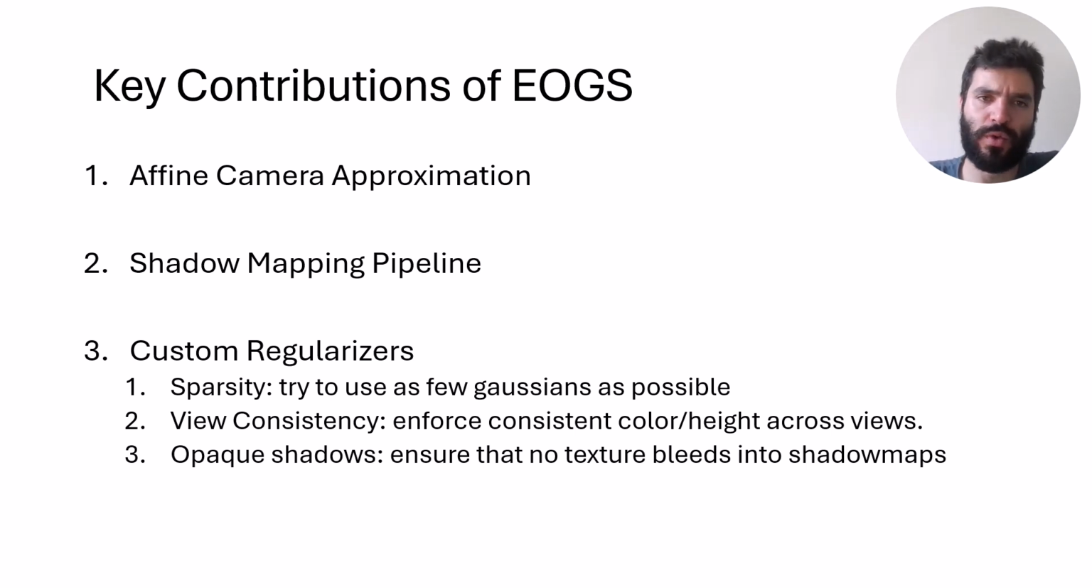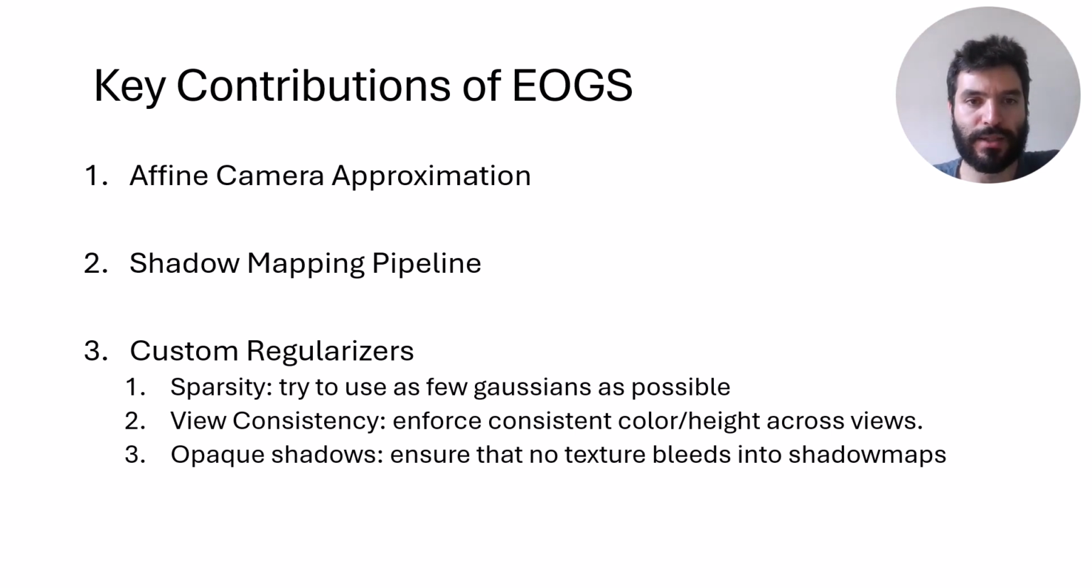EOGS also uses a shadow mapping pipeline, adapted to satellite images. This requires rendering the scene from the sun's point of view to detect occluders and darken pixels behind them, forming a shaded region from the camera's point of view.